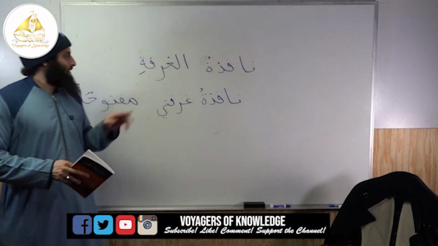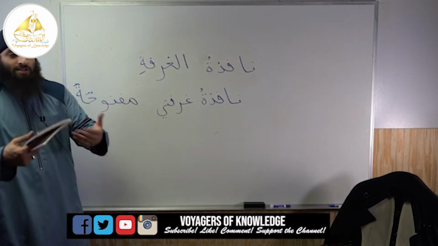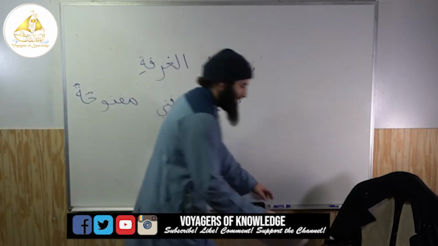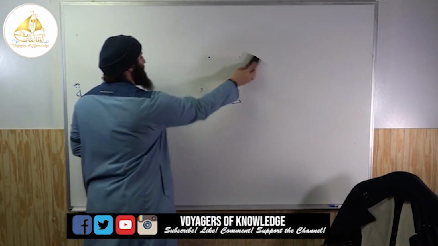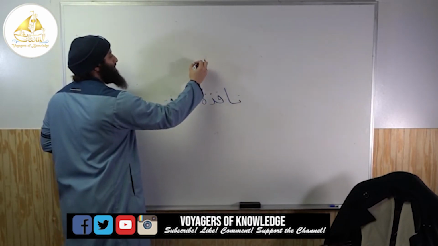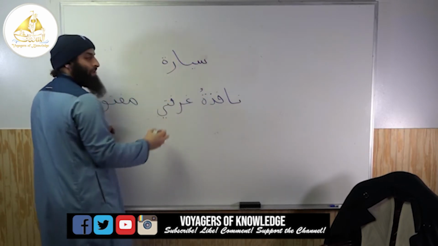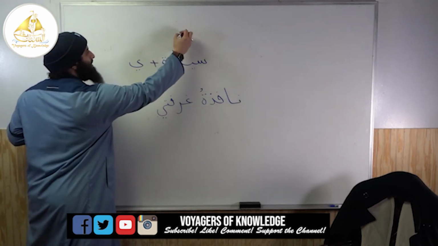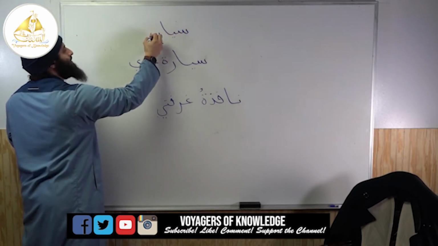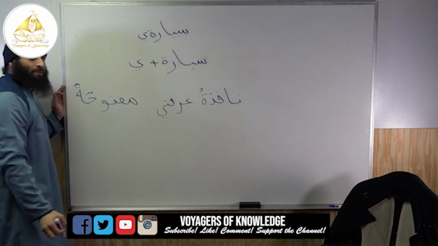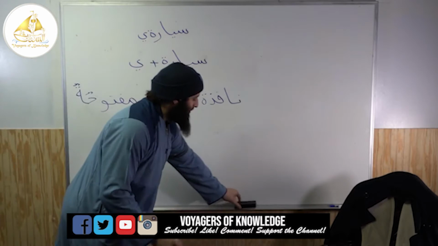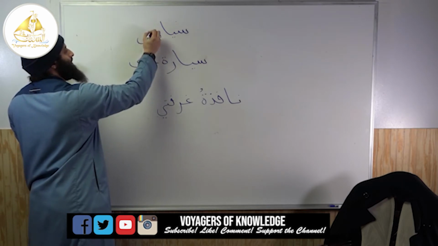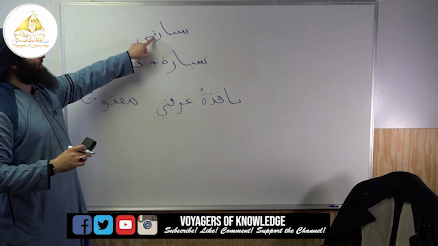Does that make sense? So if this ta, like sayaratun, if I want to say sayarati, do I write the ta marbuta and then just put a ya next to it? No, I just get rid of it. It turns into a regular ta. Sayyaratun. And then I want to add that it's mine. Correct? Do I do this? Sayyarati. No, it has to connect. So this just becomes a regular ta. That's it. So the ta is still there. It just turns into a regular one.